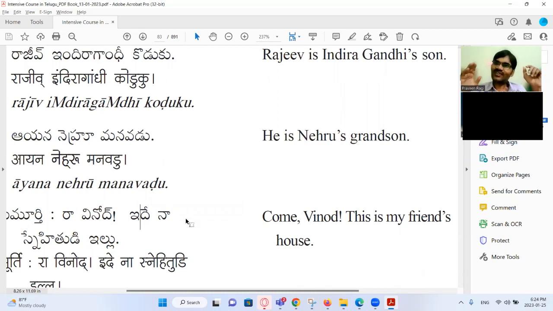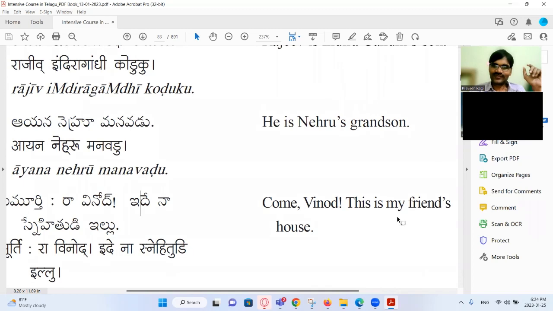Similarly, we can also say itade. Itadu plus ye, itade. Ime plus ye, ime. For example, there are three people. We are showing one person. Then we can say itade or ime, like that. So this is my friend's house.